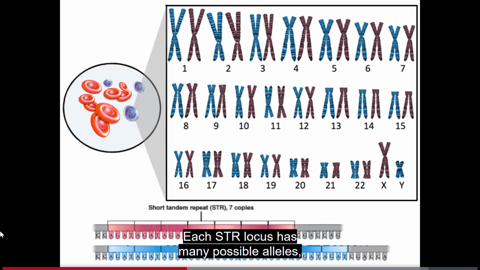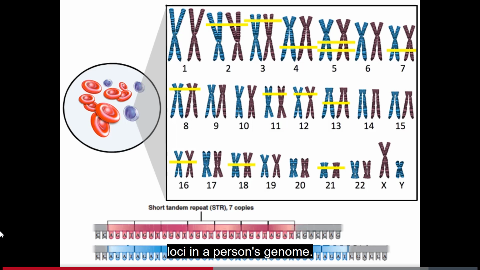Each STR locus has many possible alleles, which vary in the number of repeats. For example, the STR region on chromosome 21 has anywhere between 12 and 41 repeats. DNA profiling counts the repeats at the 13 STR loci in a person's genome.